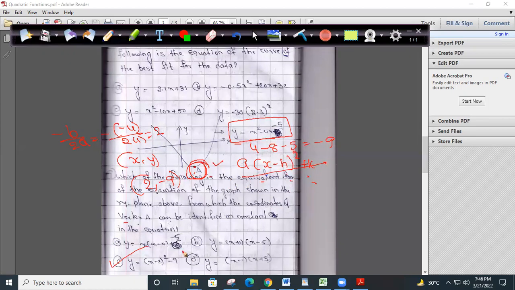I want the minimum values. This is not the vertex form. This is not the vertex form. This is not the vertex form. The only vertex form I have here is C for Chennai. So that should be the answer.